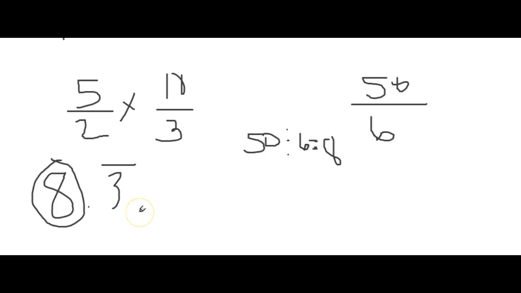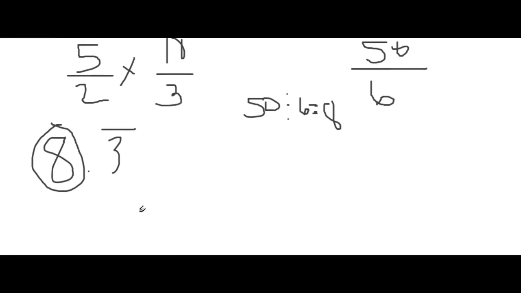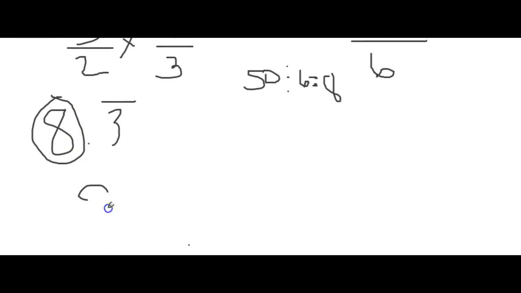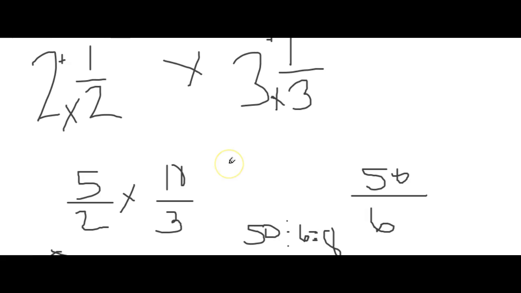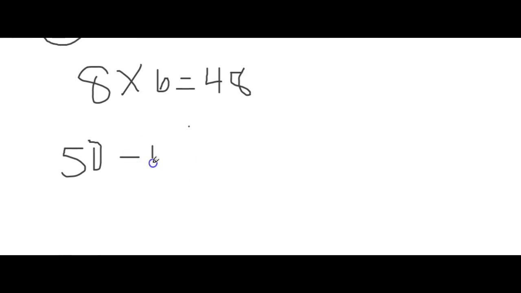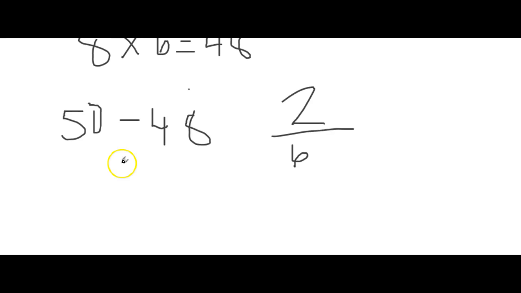So now I know that 8 is going to be the whole number. What am I going to do? I'm going to do 8 times 6, and that gives you 48. Now I do 50, which is the numerator of this fraction, minus 48, to see what my new numerator is going to be, and that's 2 over 6. So the answer is 8 and 2/6.